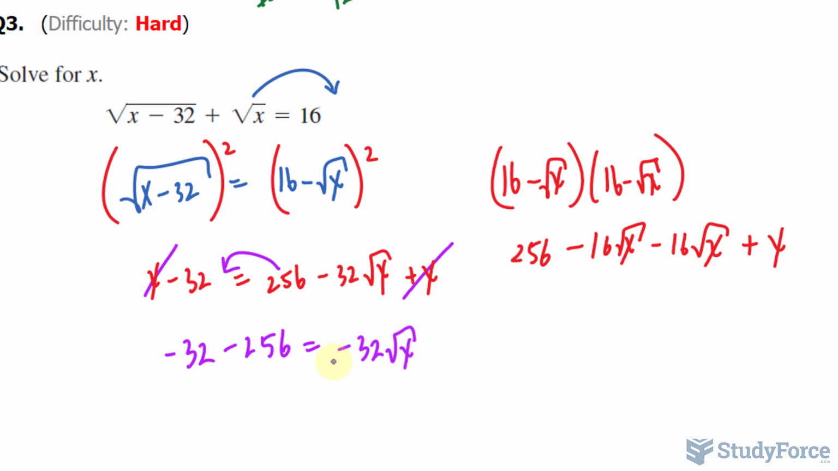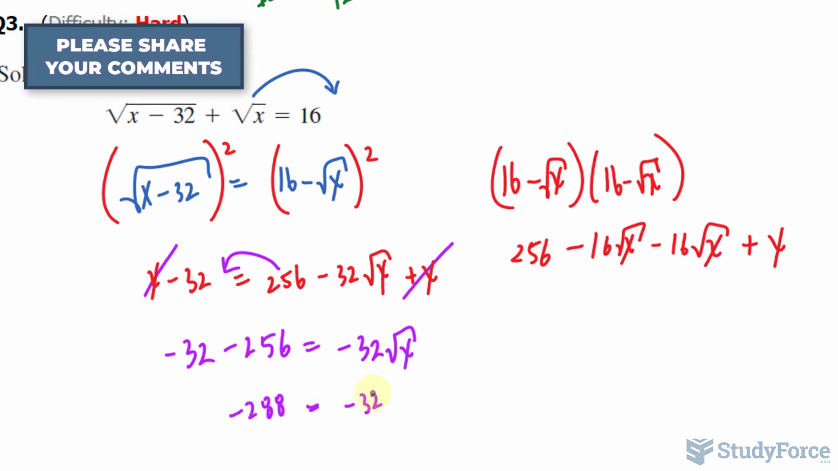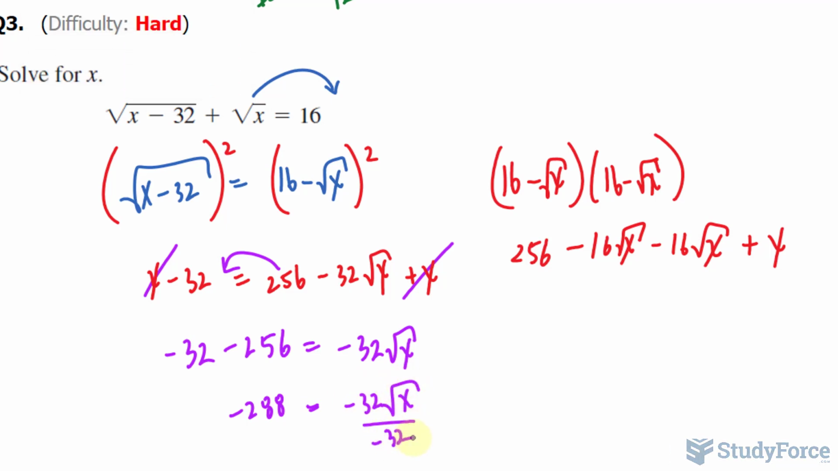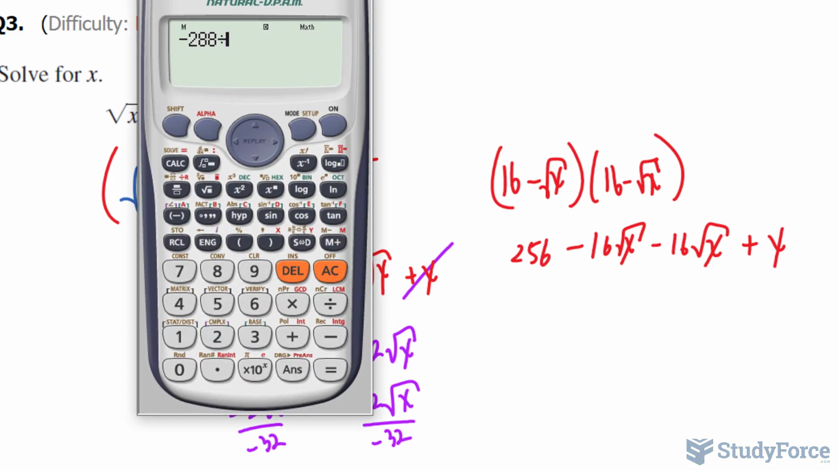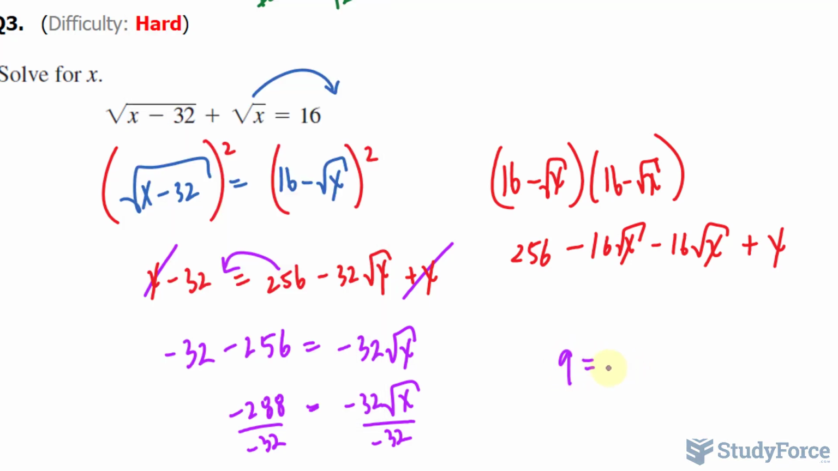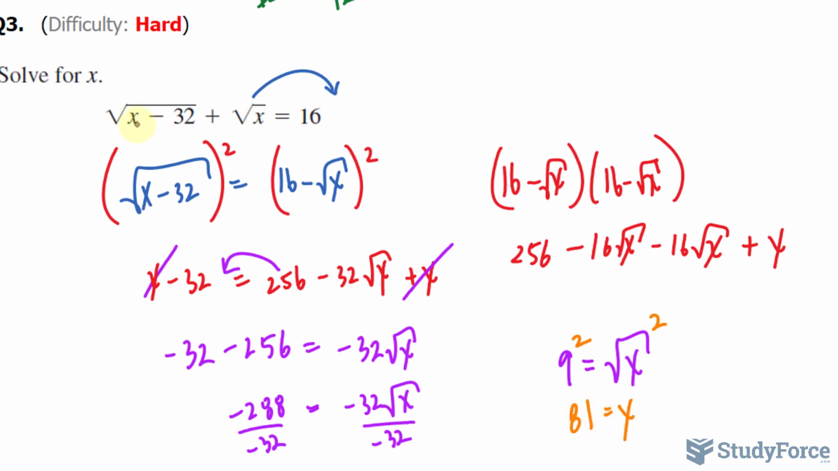And on the right side I have the following term. So I'll combine negative 32 and negative 256, which equates to negative 288. I'll divide both sides by that coefficient of negative 32. So using our calculator, negative 288 divided by negative 32 makes 9. So I have 9 is equal to the square root of x. I'll square both sides to isolate for the x, and I get 81 is equal to x. Now substituting 81 in for this x and for that x will output an answer of 16, which means that this is a solution.